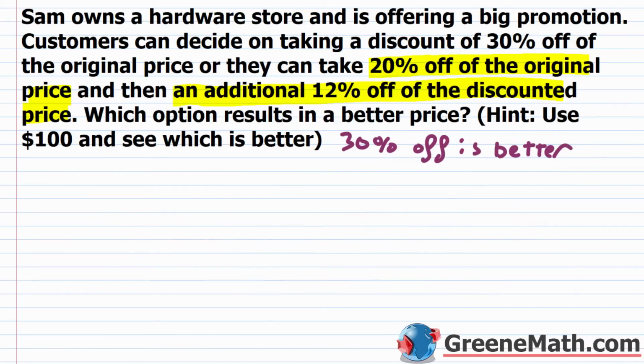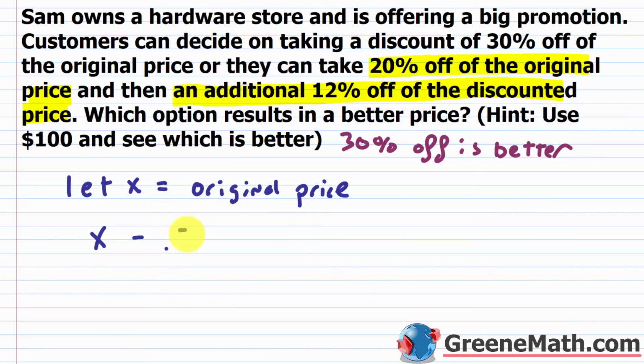Let's see if we can do this algebraically. What you would do first is let a variable like X represent the initial price of your item before you take any discounts. So let X be equal to the original price. Now in the first scenario, remember you're taking off 30%. So what you could do is just put 0.7 times X because you're going to end up paying 70%. Or the long way is to say that you have X, the original price, minus 0.3 times X, which again is your discount amount.